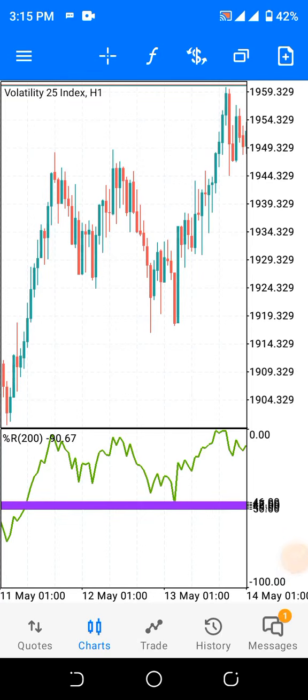Hi guys, this is one of my best permanent strategies on trading Volatility 25 Index on the 1 hour time frame. You need only one indicator to record consistent profits. This is one of my permanent strategies, and I've been using it over and over for many years now.